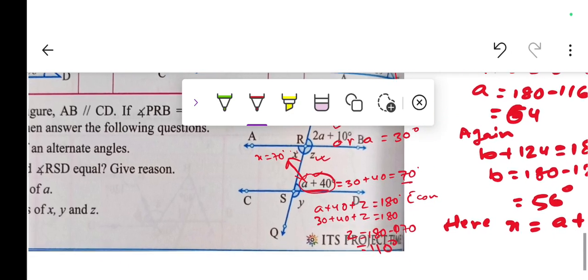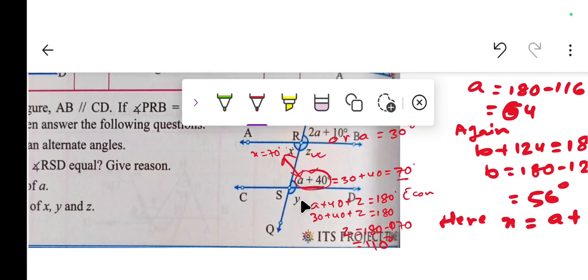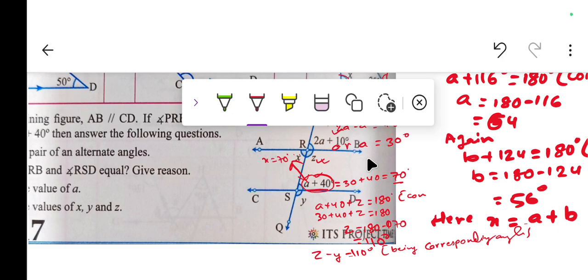If the value of z is clear, what is left? y. So z is equal to y being corresponding angles. We can write z is equal to y is equal to 110 being corresponding angles. This is how question number 12 can also be solved. Now I know the value of everything.